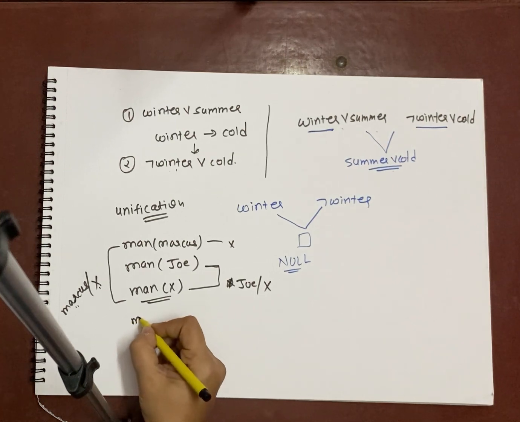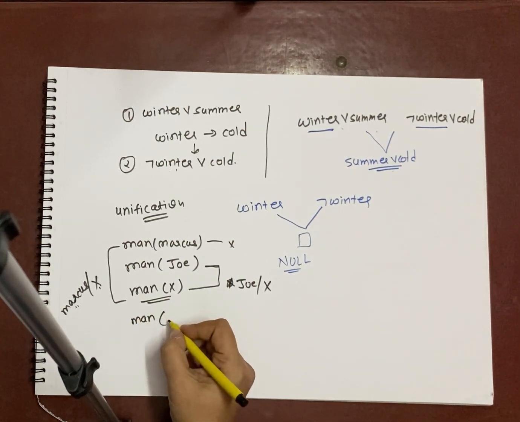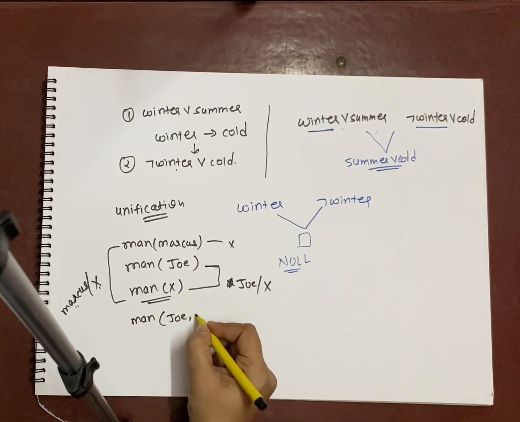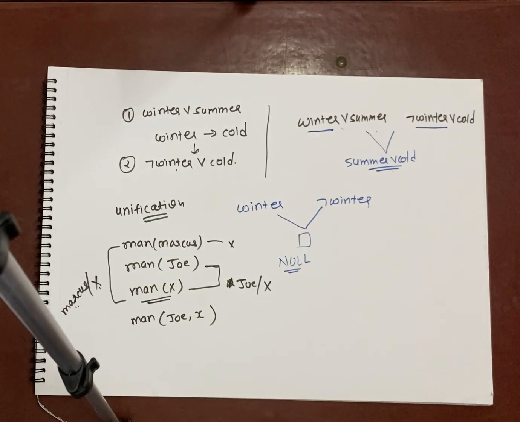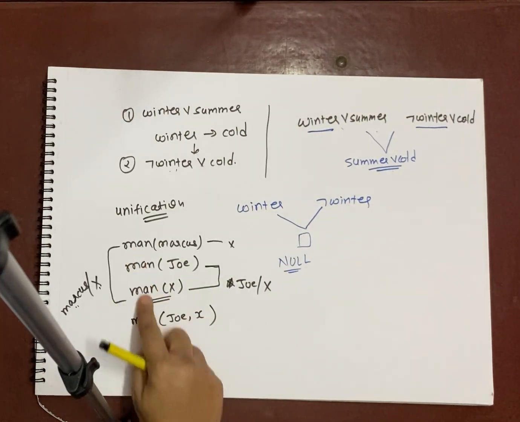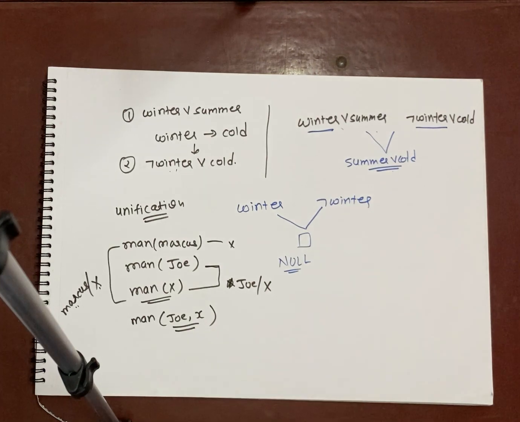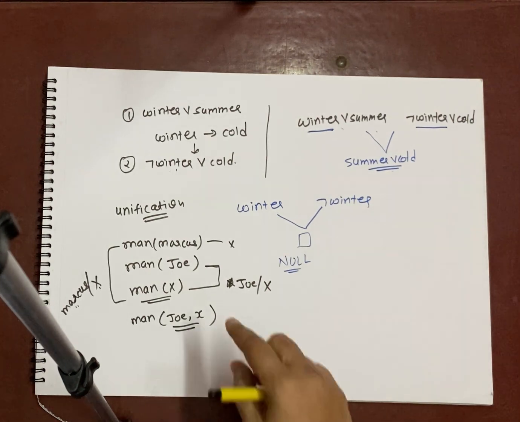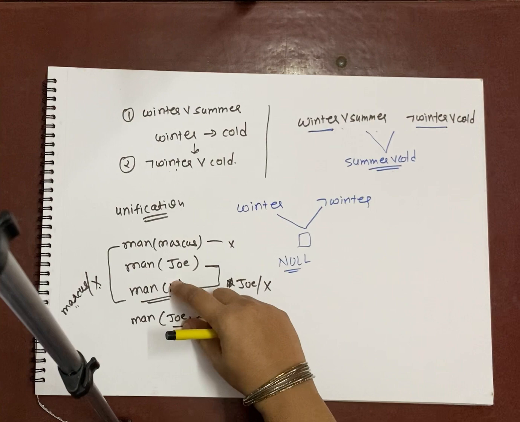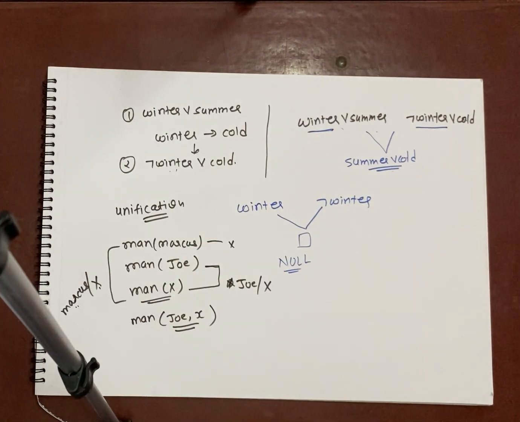But if I tell you that I have a predicate man with arguments Joe, comma, some X, then my predicate's name is the same, but the number of arguments I am passing is different. Is it possible to unify it with this one or this one?